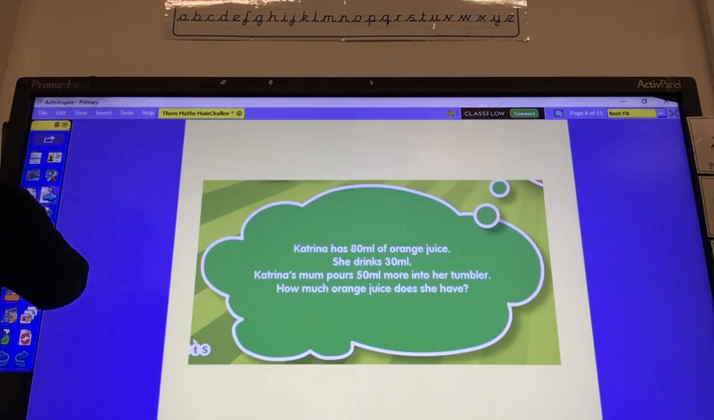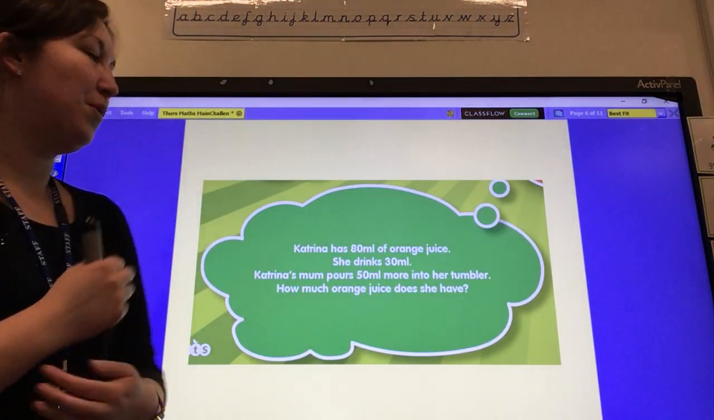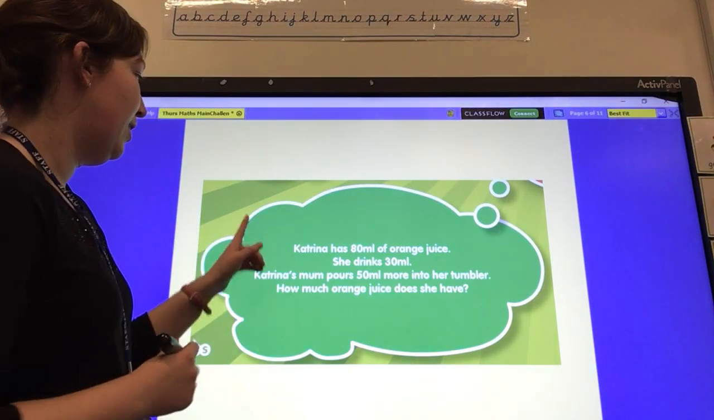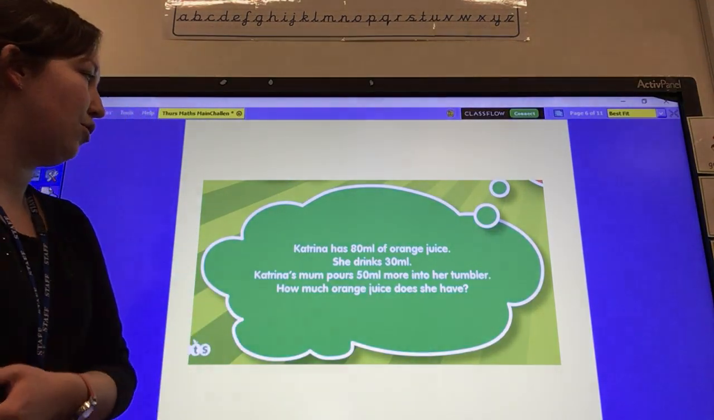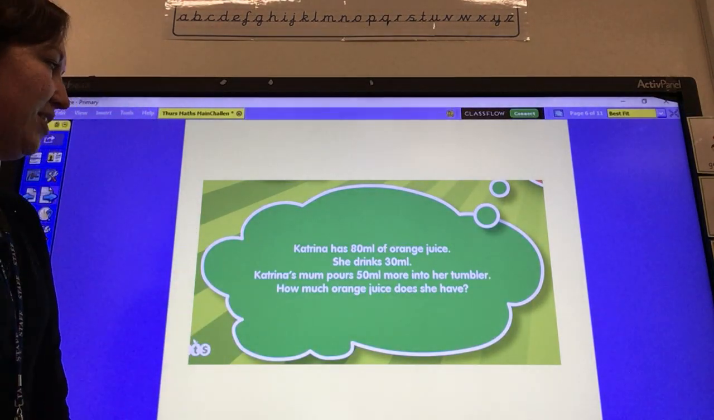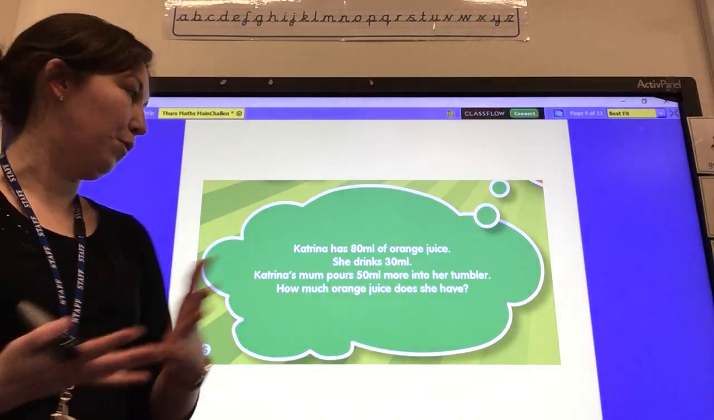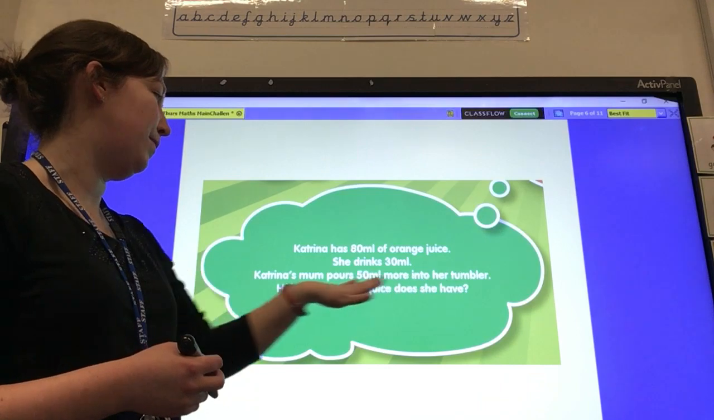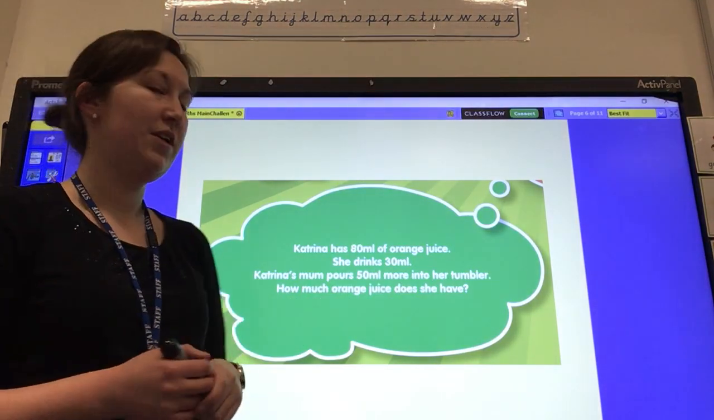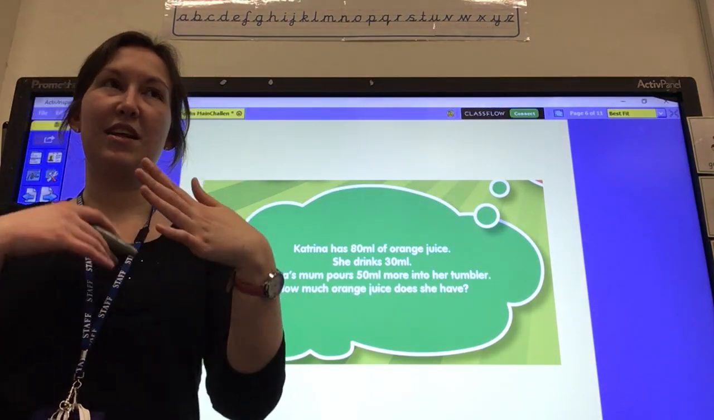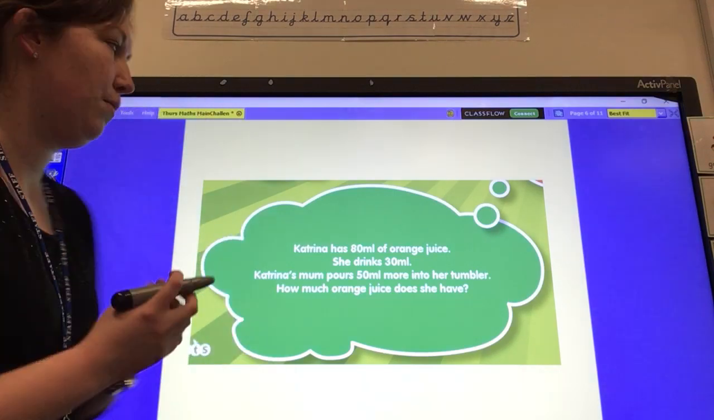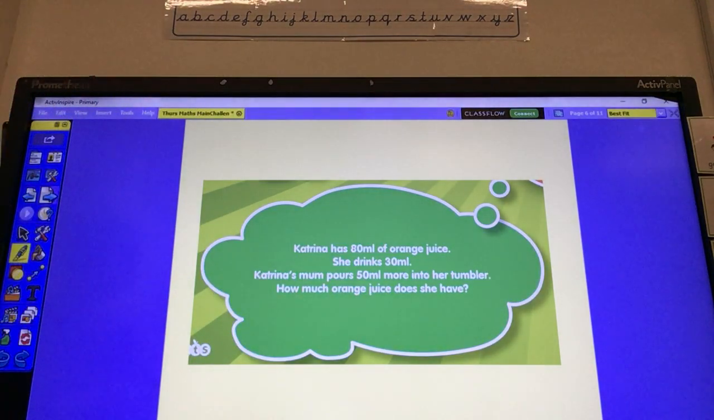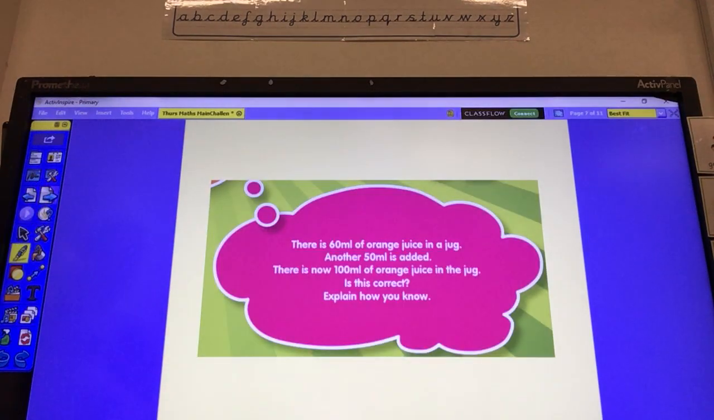Third part of our problem today. Katrina has 80 millilitres of orange juice. She drinks 30 millilitres, so we've gone back to that problem again. Her mum pours 50 millilitres more into her tumbler. How much does she have? So this time it's giving it to you all as one problem rather than breaking it down with a step in between, like we did in the blue problem.